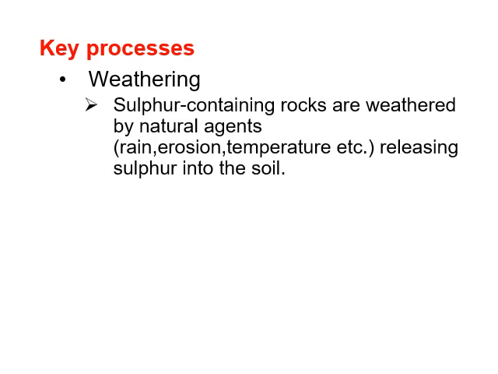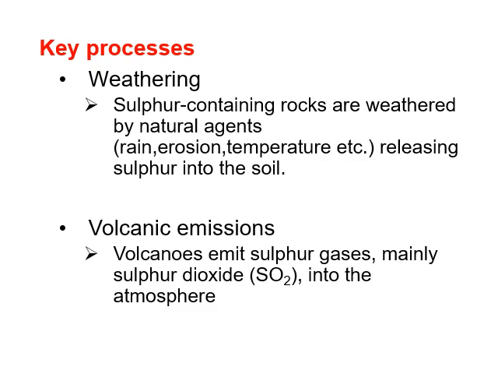Okay, let's look at the key processes. In the lithosphere, we saw there are sediments. How can the sediment be made available in the cycle? Through weathering. The rock is weathered by natural agents, for example rain, erosion and temperature, and then this will release sulfur into the soil. In the figure, there was also volcanic emission or volcanic eruption. Volcanoes of course emit a lot of sulfur gases, mainly sulfur dioxide, into the atmosphere.